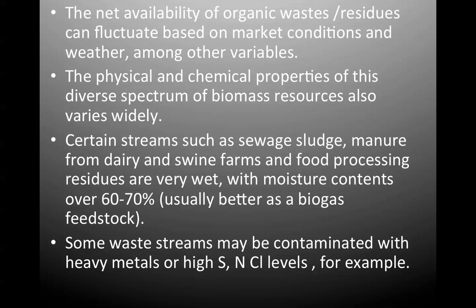The physical and chemical properties of this diverse spectrum of biomass resources also vary widely. Certain streams such as sewage sludge, manure from dairy and swine farms, and food processing residues are very wet, with moisture contents over 60 to 70%, and are usually better as a biogas feedstock. Some waste streams may be contaminated with heavy metals or high sulfur, nitrogen, or chloride levels, for example.